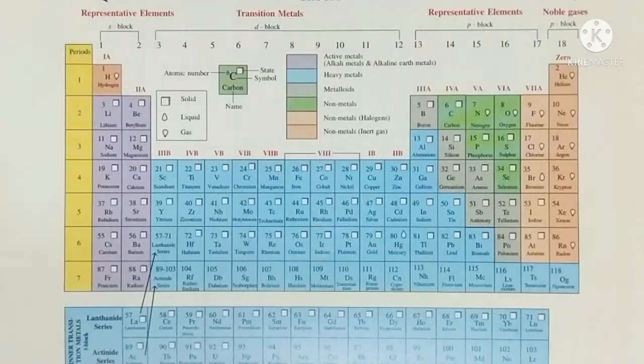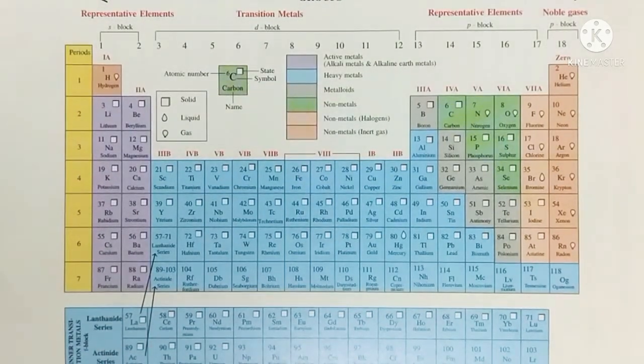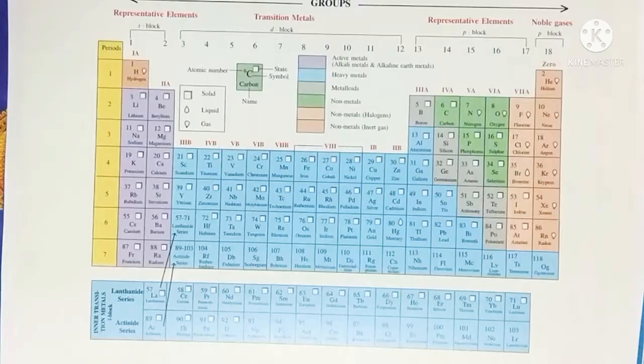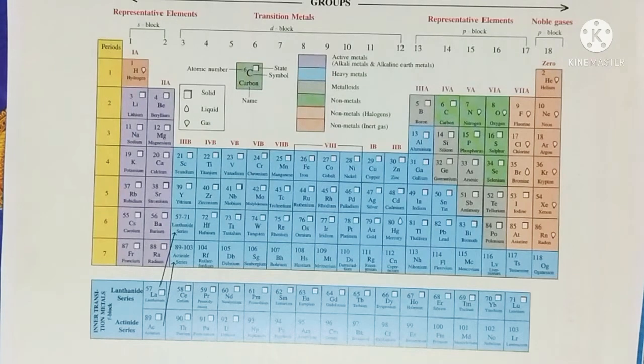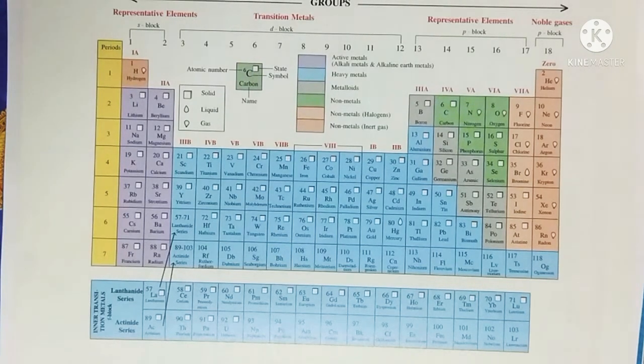Here is the periodic table, and now we're gonna learn about the variations of ionization potential in groups and periods. The ionization potential decreases down the group due to decrease in nuclear charge and increase in atomic size. But across a period, the ionization potential increases due to increase in nuclear charge and decrease in atomic size.